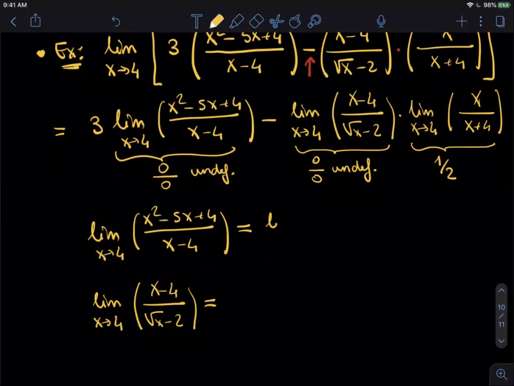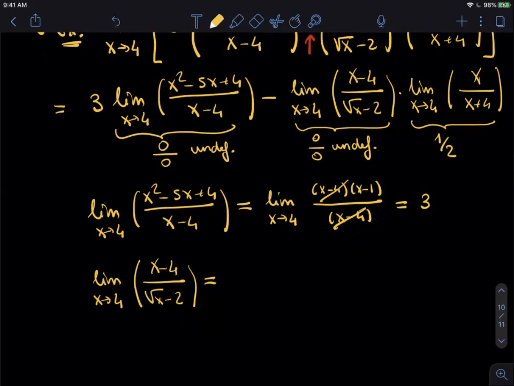So you see there is a quadratic polynomial in the numerator, 0 divided by 0. So when we plug 4 in the polynomial, we get 0. That means 4 is a root. Okay, so we only need to find the other root, which is 1. So we factor it out, and then the x minus 4 cancels out, and we are good to go. The limit is 3.